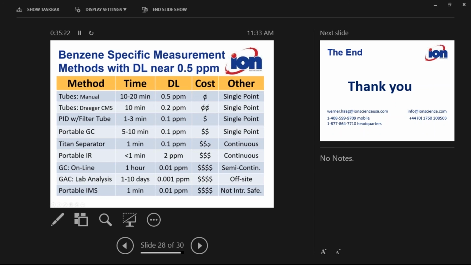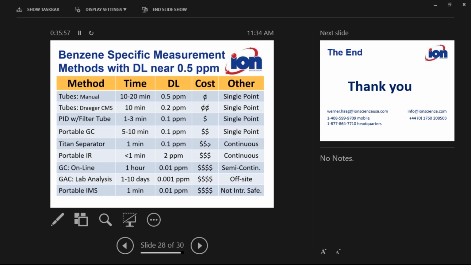You can do an online GC, which a lot of refineries have. They're very accurate, but they're semi-continuous, giving you a 1 hour turnaround time, and of course the costs are pretty high. You can take activated carbon samples, send them off to a lab, and it takes you 1 to 10 days. Detection limits are excellent. That's the best way to get low readings, but the costs are fairly high, and they're off-site, so it takes you quite some time to get a response.